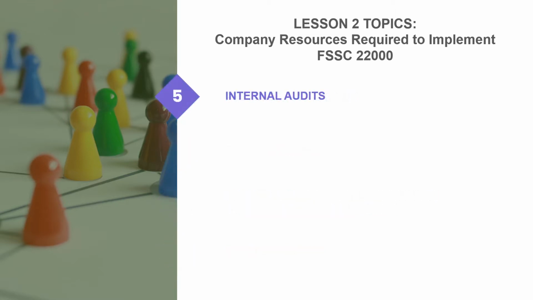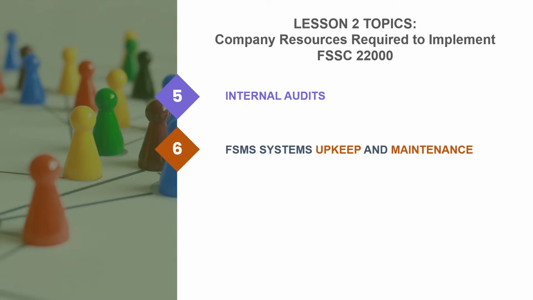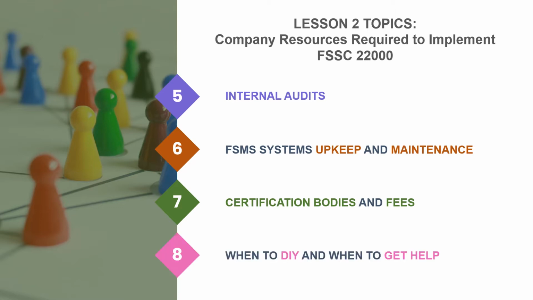We are also going to look at internal audits on topic 5. On topic 6, we are going to look at food safety management systems, upkeep and maintenance. On topic 7, we are going to look at certification bodies and fees. On topic 8, we are going to look at when to do it yourself and when to get help.